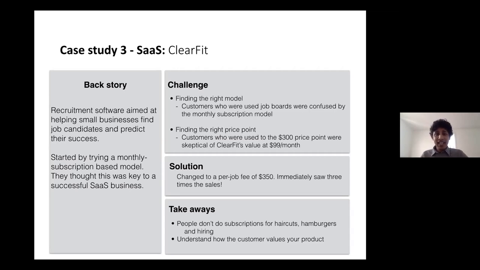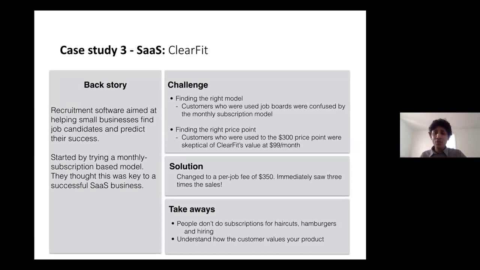So ultimately, it didn't work for them. And here's why. The challenge was that the model was incorrect, so finding the right model. And also the price point was incorrect. Finding the right price was also a challenge. Why? First of all, they suddenly realized who their customer was. Their customer was small businesses, right? Small businesses generally don't tend to hire year round. They're not like big companies who have HR arms which hire across the year. They are hiring sporadically. And those customers could not make sense of paying $99 per month every month to hire people, something that they did sporadically across the year.